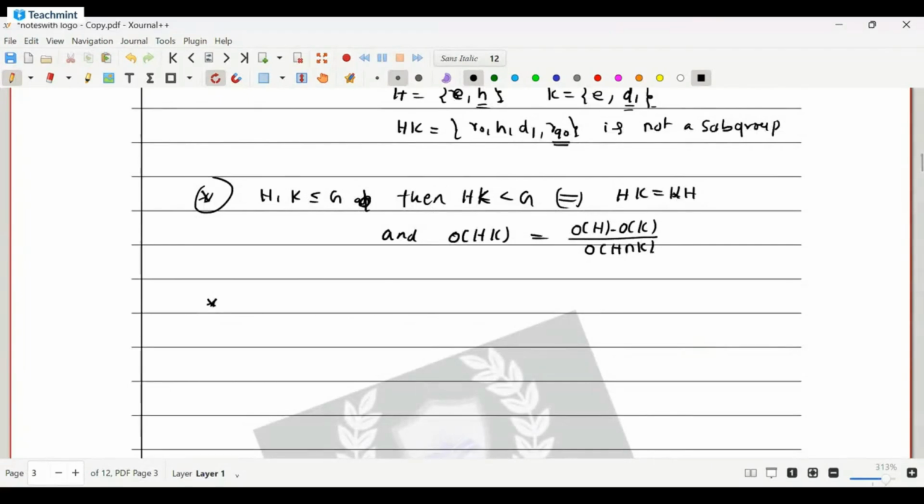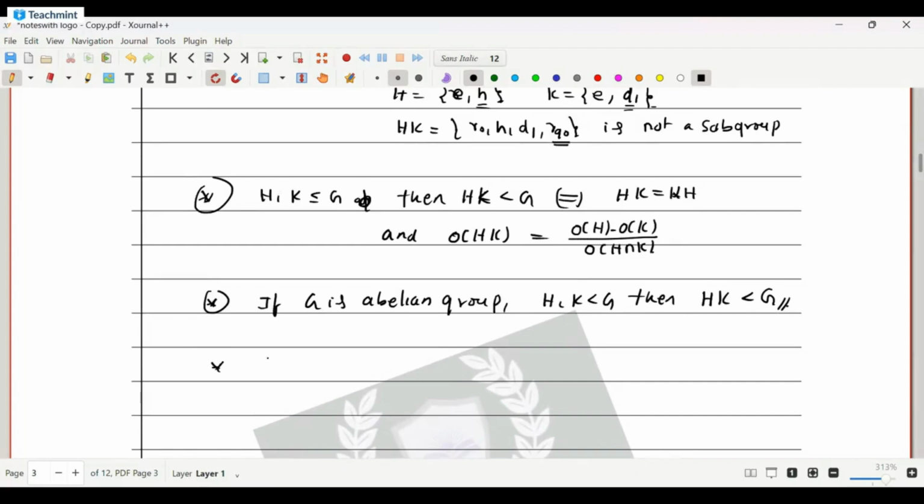Next, if G is a commutative group, or abelian group, and H, K are subgroups of G, then the product of these two subgroups HK is also a subgroup. So if G is abelian and H and K are subgroups of G, every element of H and K commute with each other. Therefore, HK is a subgroup.